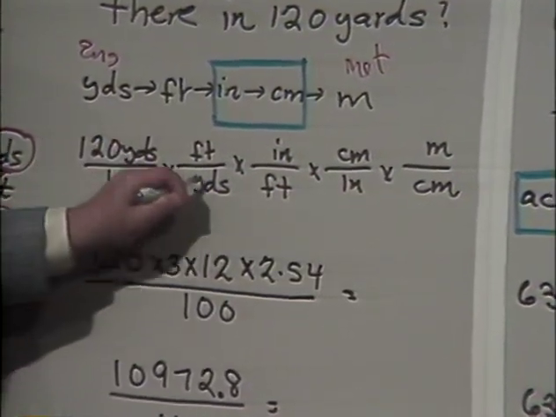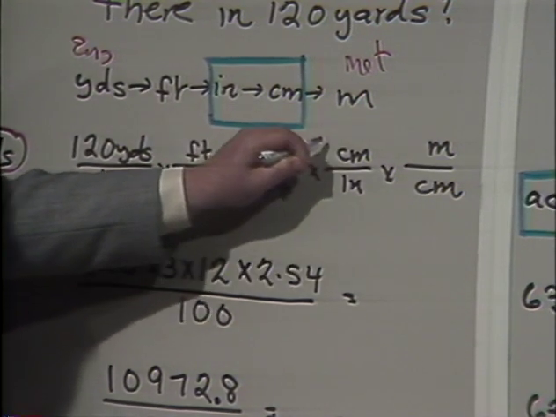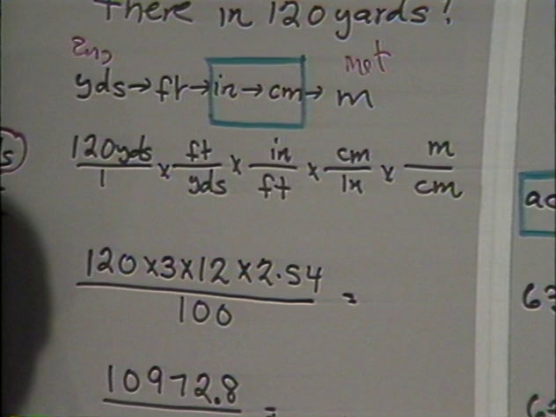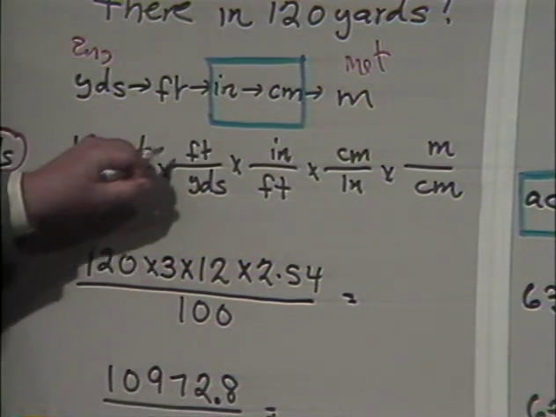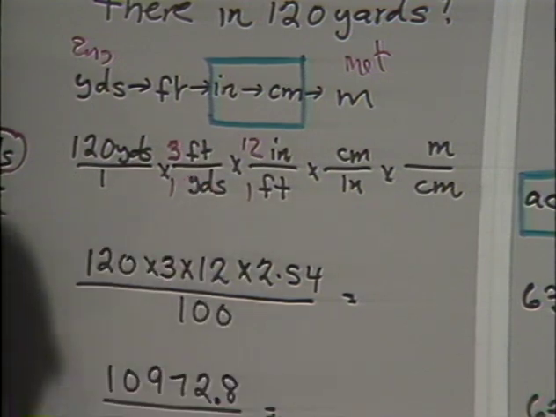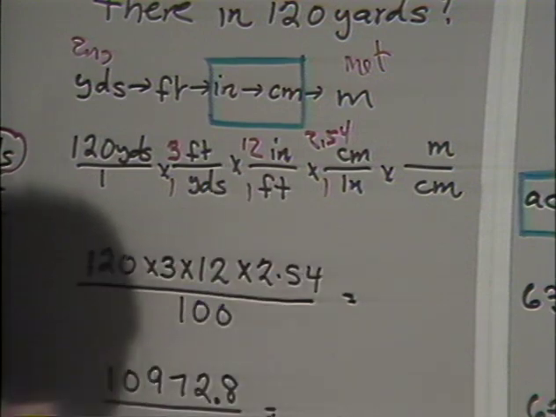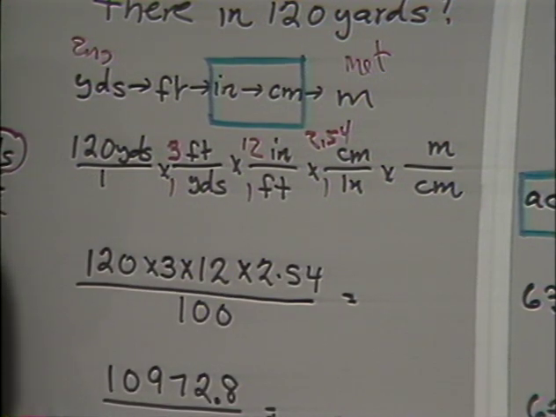So from yards, I get to feet. From feet, I get to inches. From inches, I get to centimeters. And from centimeters, I get to meters. Now I put the numbers in. See, 3 feet per 1 yard, 12 inches per 1 foot, 2.54 centimeters per 1 inch. And you notice I don't have to worry about whether I'm multiplying or dividing.